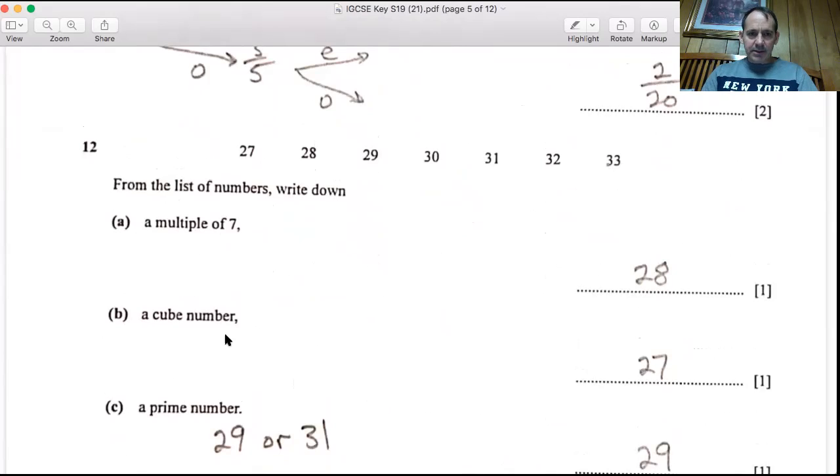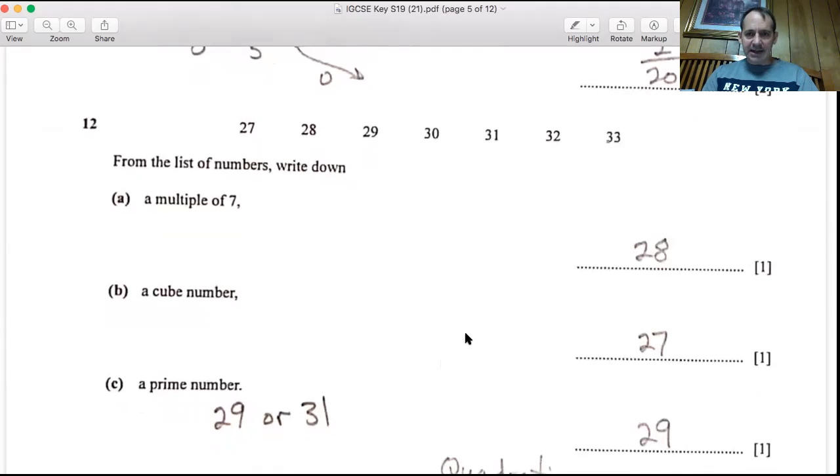Then a cube number, meaning the number you get after you cube something. So that'd be 27, which is 3 cubed. So this is seeing if you can recognize these number relationships here.